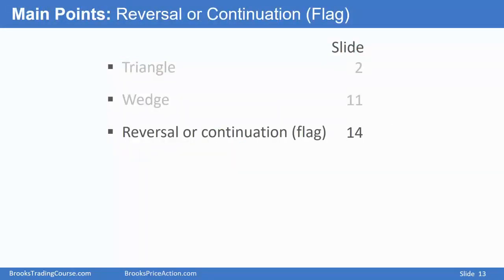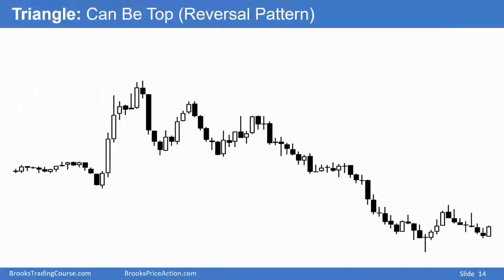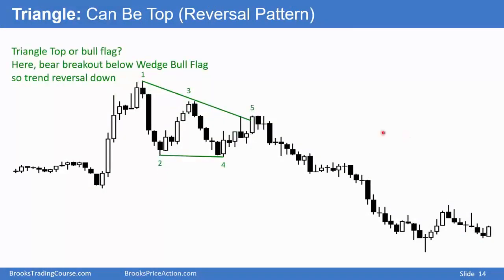A triangle or a wedge, both can be reversal patterns or continuation patterns. We have a bull trend and then a triangle. We tried to resume the bull trend here, but it failed. We have lower highs, so it's possibly an early bear trend. And in fact, this triangle became a reversal pattern. Where did the bear trend begin? It began up here. Even though we're still in a bull trend at this point, it turns out it was also in a bear trend as well.